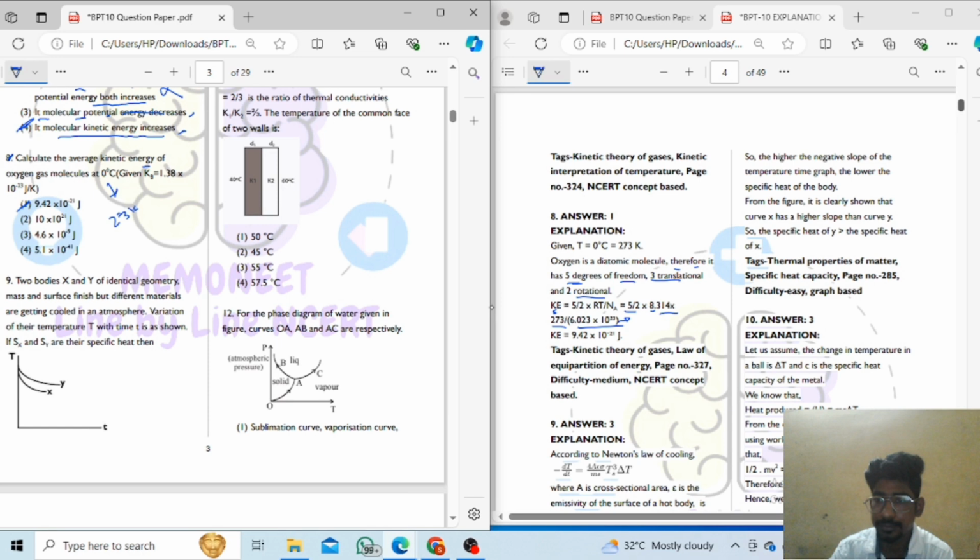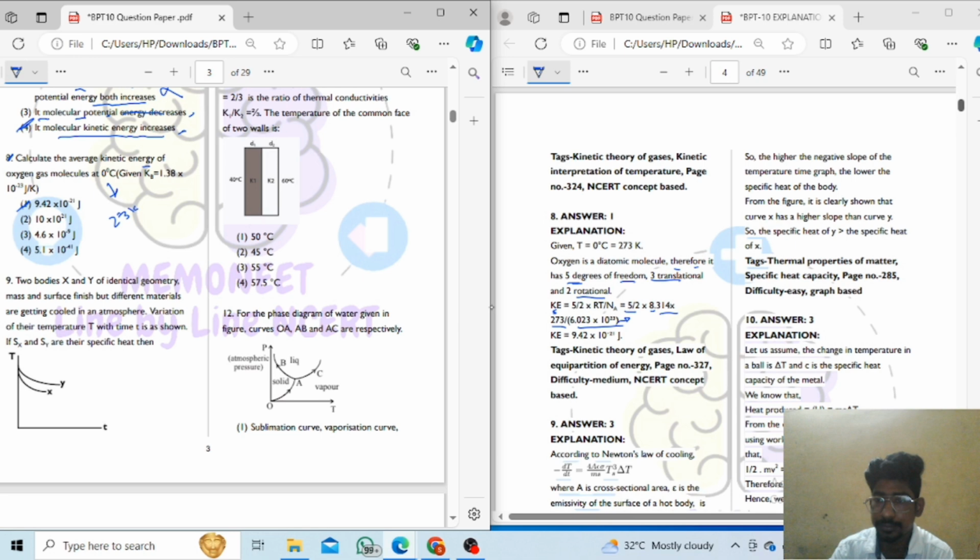The bodies X and Y, of identical geometrical mass and surface finish but different materials, are getting cooled in their atmosphere. Variation of temperature T with time is shown. If Sx and Sy are the specific heats, then, okay, a temperature versus time graph is there. We already did one thing. Okay, so this is the thing.